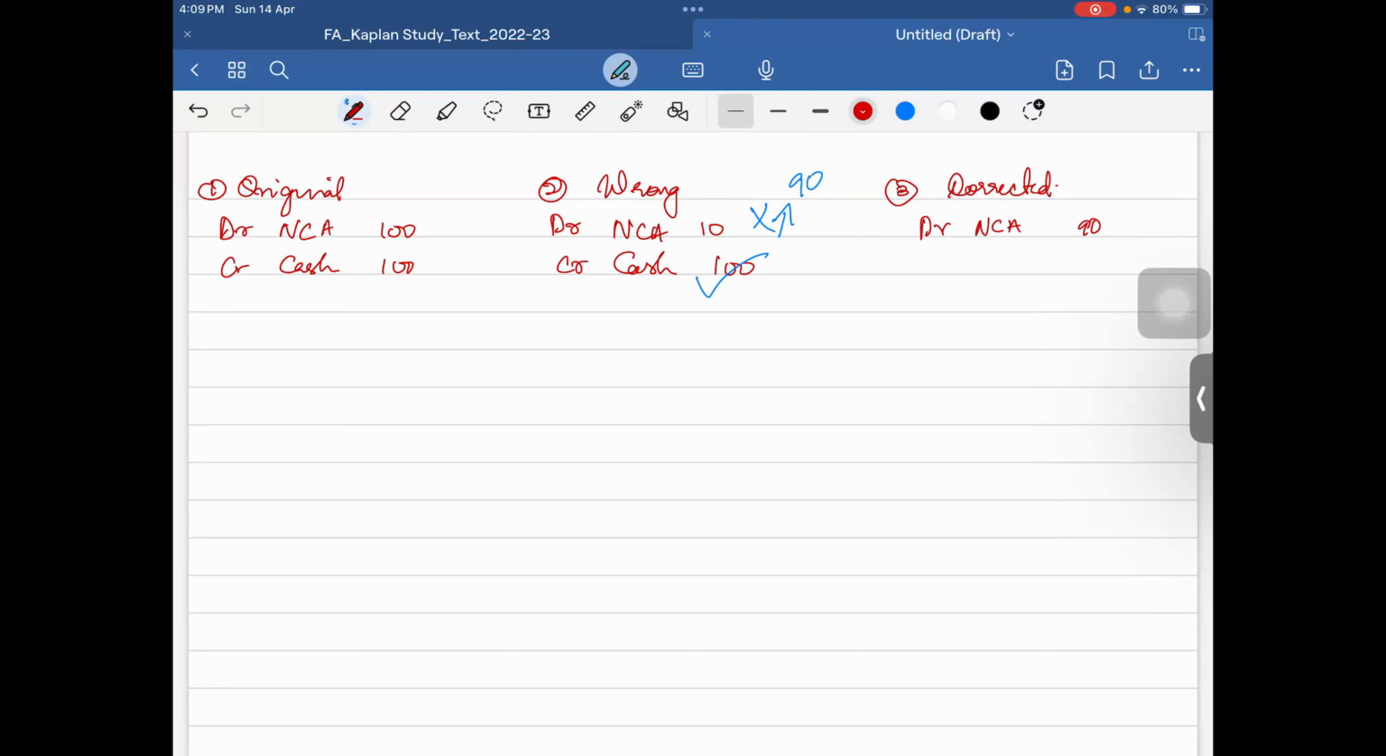Now, can you take cash? Cash is correct. If you take cash again, then the cash is going to be credited by 100 more. You don't want that. So you're going to use your dumpster, that is the suspense account. Understood? Clear now? Let's see the illustrations.